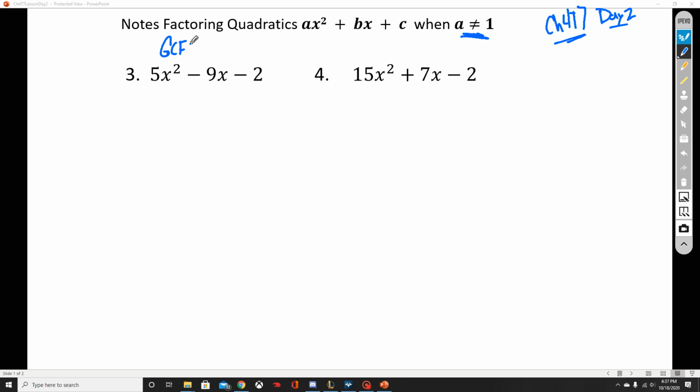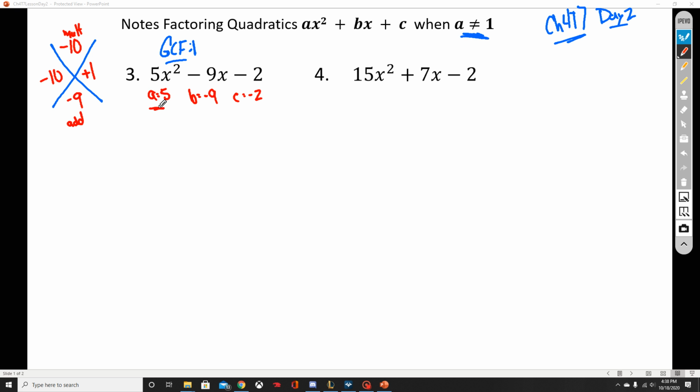So first we will check for the GCF. Of course the GCF for this one is 1 because none of these have any factors in common, which means we can go directly into the x. Now, keep in mind my a is 5, my b is -9, my c is -2. So up top is going to be a times c, which is -10, and the bottom is going to be b, which is -9. So I'm looking for two numbers that multiply to the top number and add to the bottom number, and I'm looking for -10 and +1. -10 times 1 is -10, -10 plus 1 is -9.